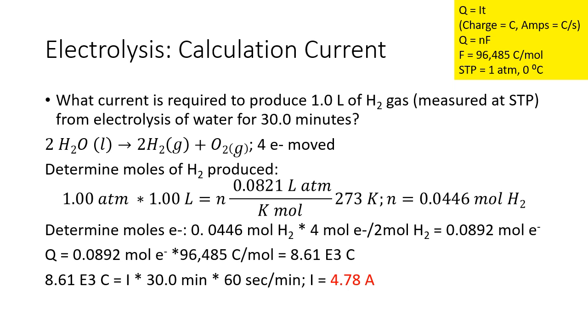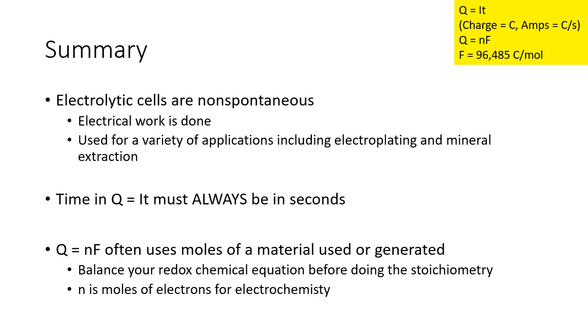So generally speaking, you're going to use one Q equation, and then once you have Q, you'll use it with the other Q equation to get to your answer. To summarize, electrolytic cells are non-spontaneous. Electrical work is done in order to make it go the opposite way. They're used for a variety of applications, including electroplating and mineral extraction.